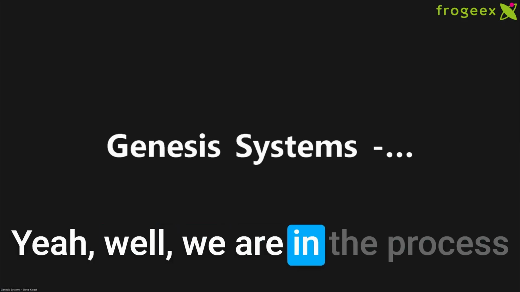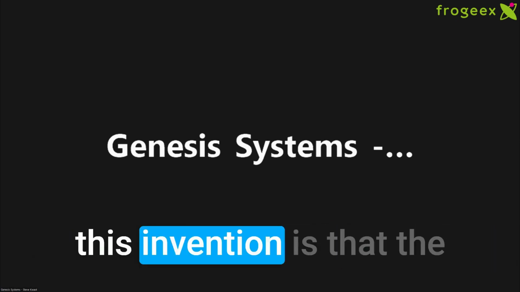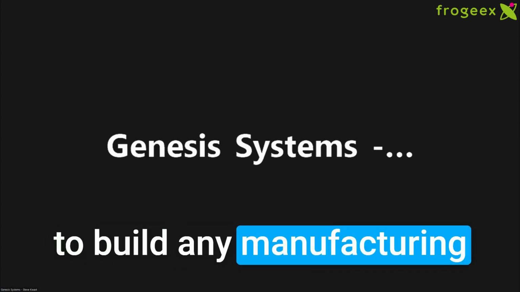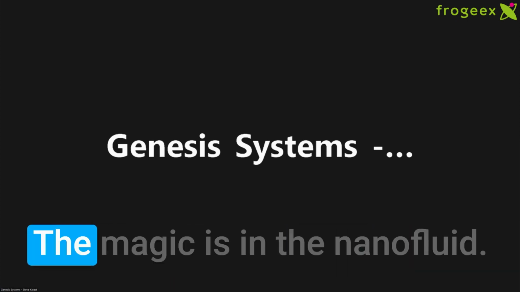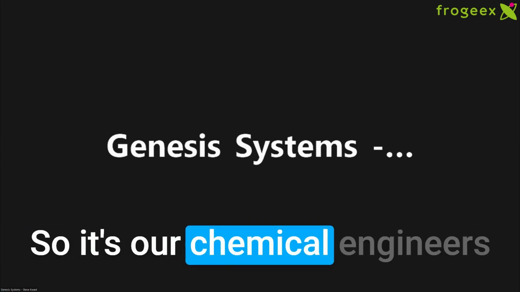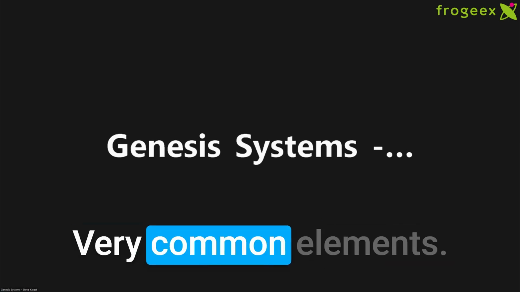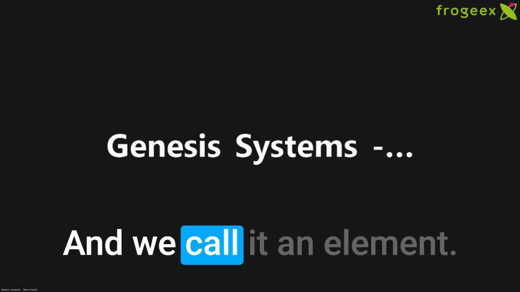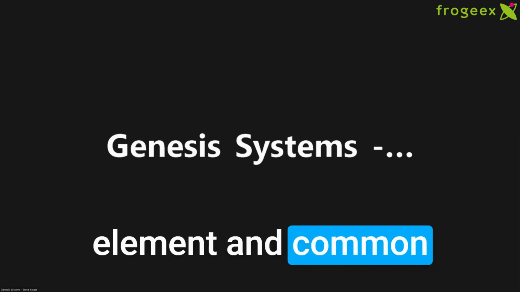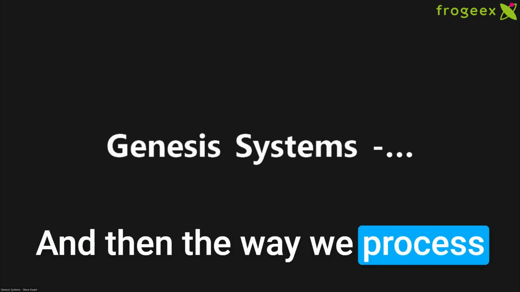Yeah, well, we are in the process of commercializing right now. And the beautiful part of this invention is that the machine itself is very easy to build. Any manufacturing facility can build it. The magic is in the nanofluid. So it's our chemical engineers that create the mix of very common elements, and we call it an element. In fact, our liquid is called the element. And common fluids that are non-toxic. That's the magic. And then the way we process it through the machine.